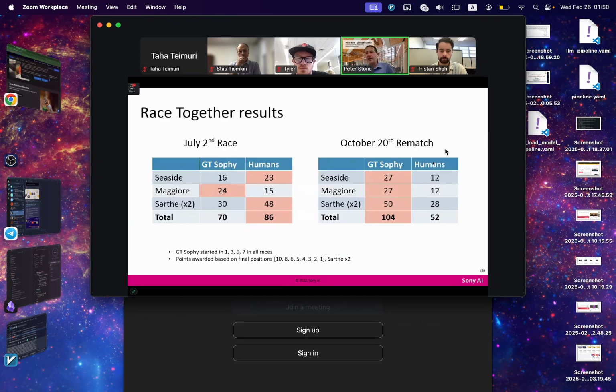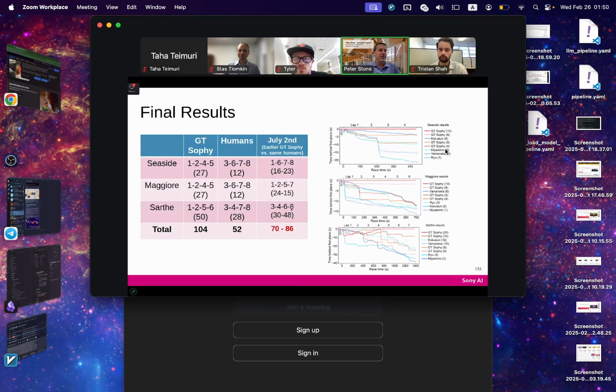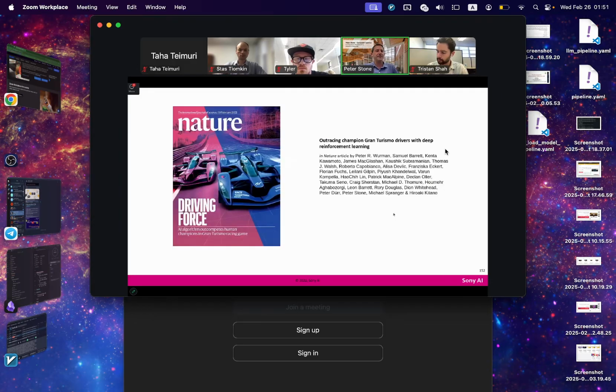And so when we got to the October 20th rematch, this time GT Sophie won all 3 of the races. I think it had positions 1 and 2 in all 3 of the races, and outscored the people by double. And so here are the actual scores. It finished in 1st, 2nd, 4th, and 5th place in 2 of the races, and 1st, 2nd, 5th, and 6th place in the other 2. This is a graph of how far the different people and the other GT agents are behind the leader as the race goes on. And so that was the story as of almost 3 years ago.